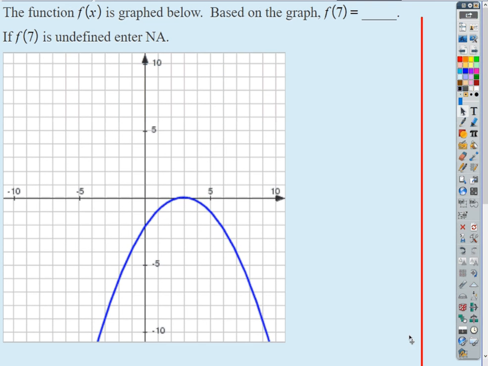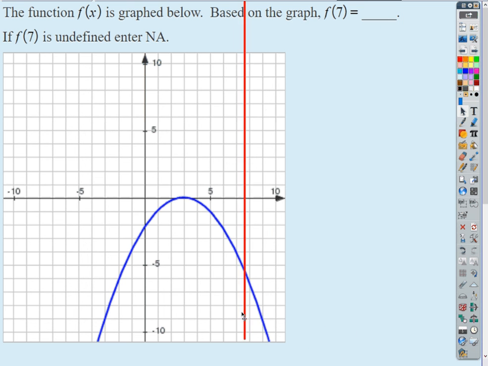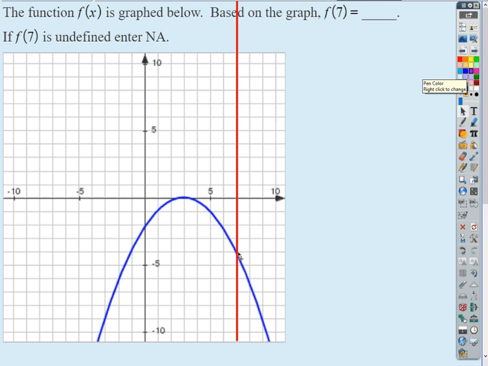If I just grab this vertical line, I'm going to go over to x equals 7. Everybody agree that's x equals 7? That's the input value. And where does it cross my function? When x equals 7, it intersects the function there. So that's the point that has an x value of 7. What's the y value? -4. So that's my answer. Right?